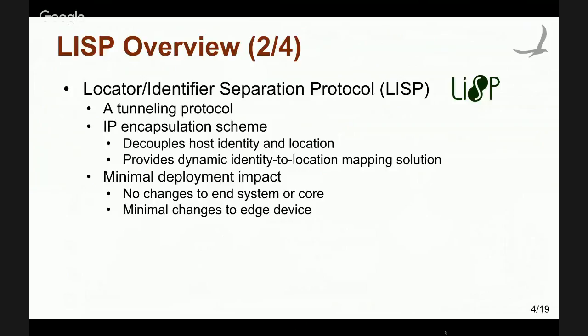This IP encapsulation scheme decouples the host IP and the locator, and it also provides a way to dynamically map this ID to location. This is not disruptive like changes to the existing routers, because it just needs changes to edge devices, like the edge switch and edge router in a network. So we do not require any changes to the end system or core in order to use LISP.